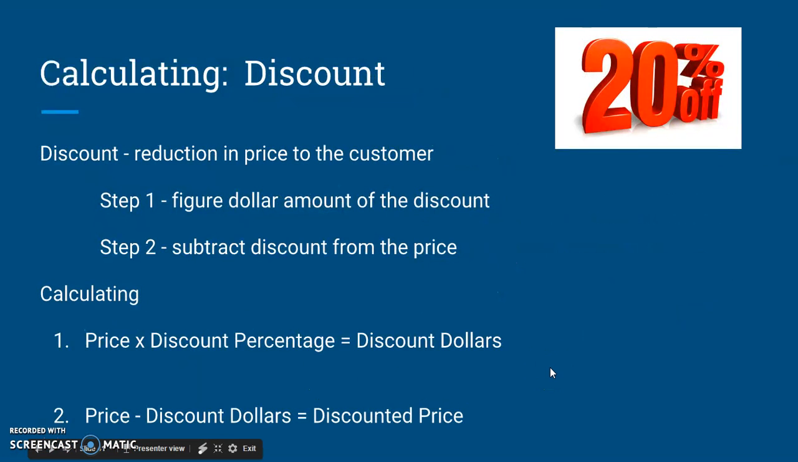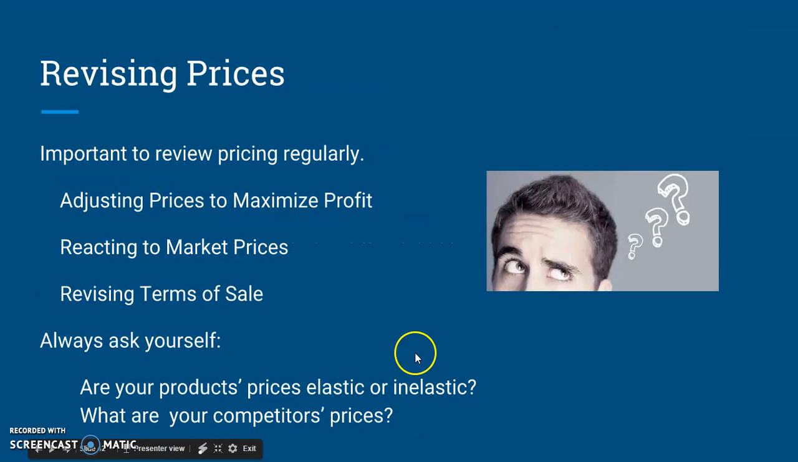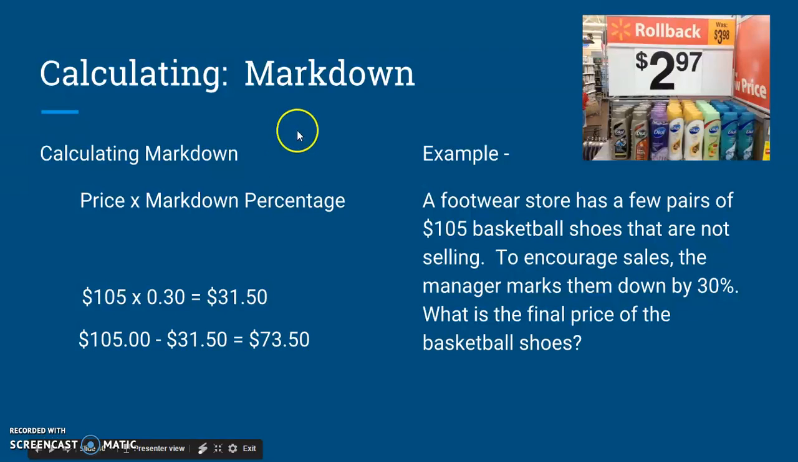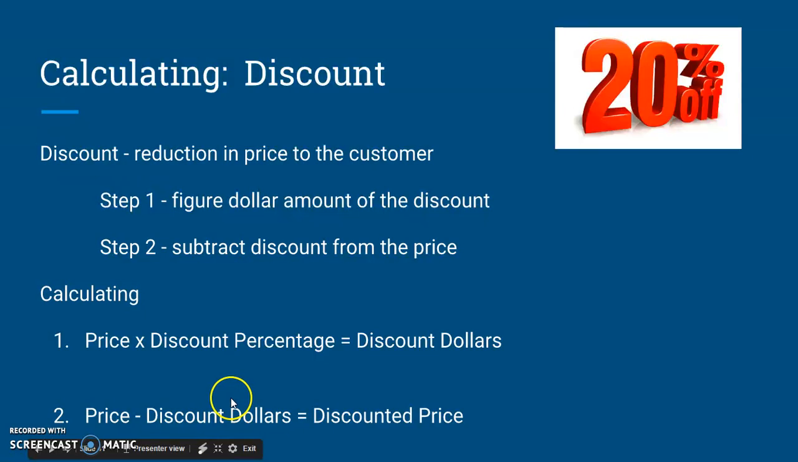Now, calculating out discounts. Discount, this is going to be the reduction in price to the customer. We have two different steps. Step one is figuring the dollar amount of the discount, and then step number two is subtracting the discount from the price. In order to calculate this, we have to take the price times the discount percentage. That gives us the amount of the discount, and then subtract that from the original price to get the new discounted price. So, I'm going to back it up one slide here. Here's an example of calculating out markdown. Calculating out markdown and calculating out discount price are almost exactly the same.